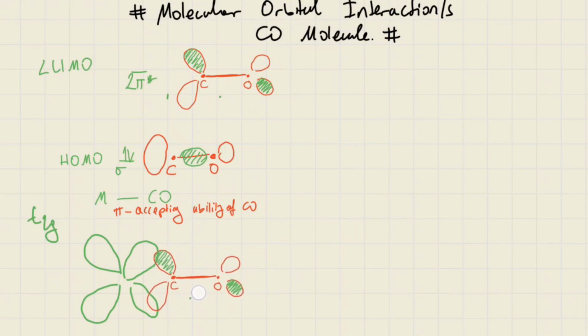So these two things will interact with each other. This is the metal, and this is the carbon monoxide. And we have, of course, the same phases. Therefore, there is a bonding interaction.